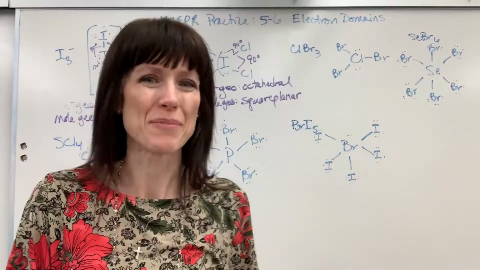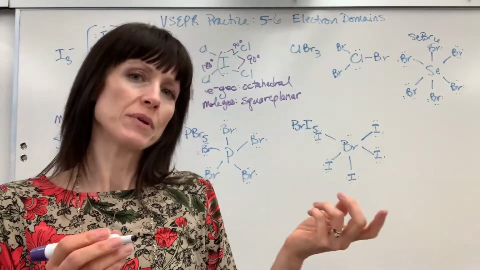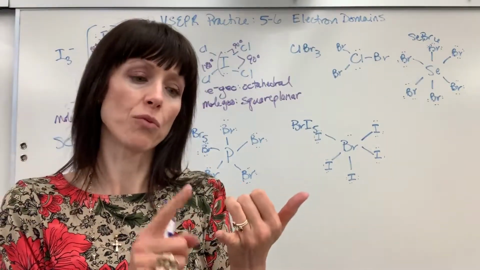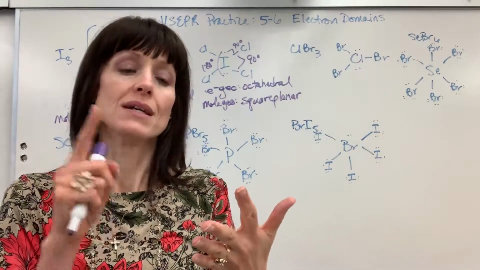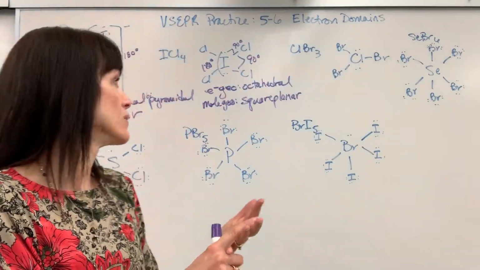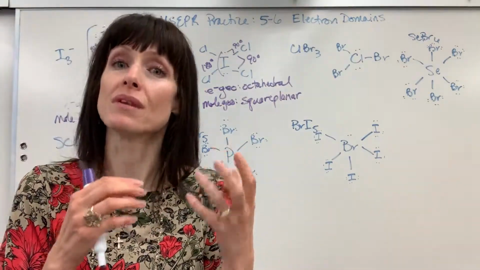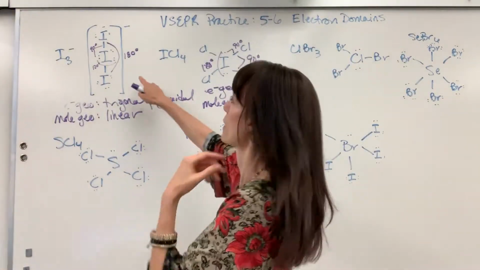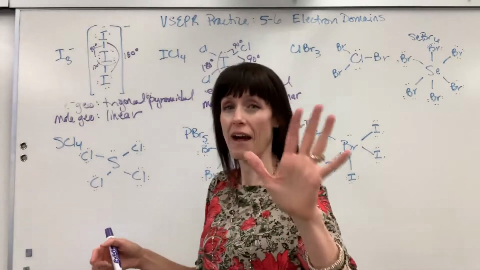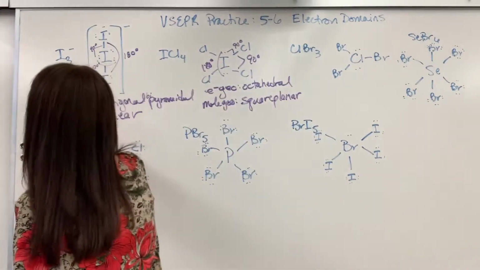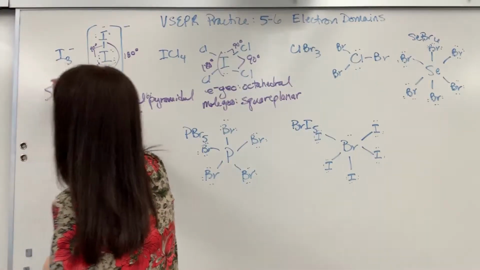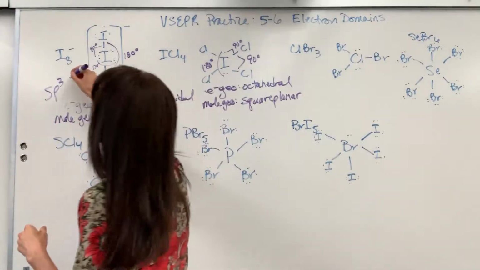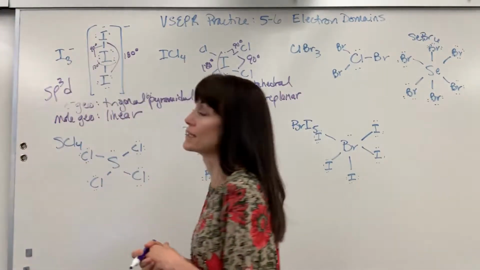I forgot to put on hybridization. Okay, so for hybridization, s has a maximum exponent of 1, p is 3, d is 2. And we have to have the exponents add up to the number of electron domains. So over here on the I3 minus, we had 5 electron domains, so the hybridization would be sp3d: 1 plus 3 is 4, plus 1 for d is 5.